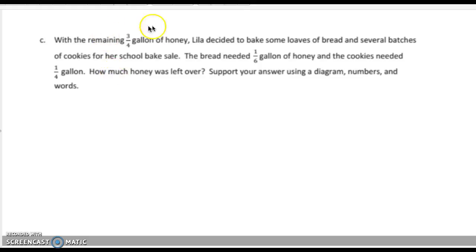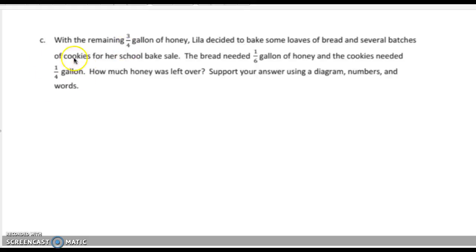So what do we know? Well, we know that this is all the honey she's got left. She's got 3/4 gallon. So that's what we're starting with. And then we know she's using this much for all the bread. She's putting it in the bread, so she's not going to have it anymore. Think to yourself, what kind of math would best represent that change?